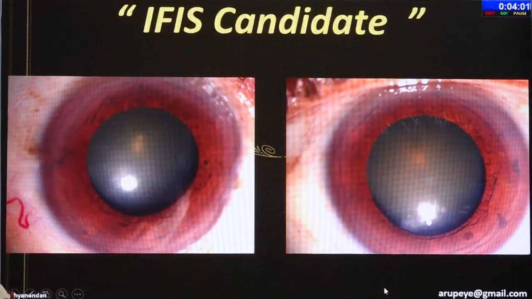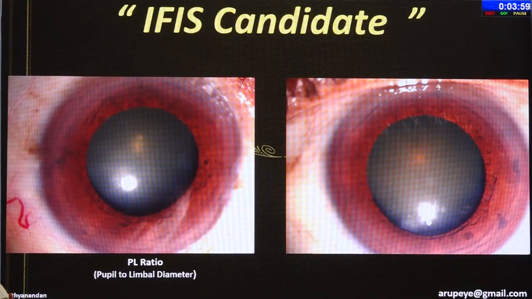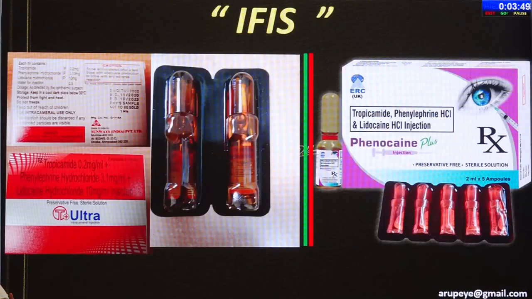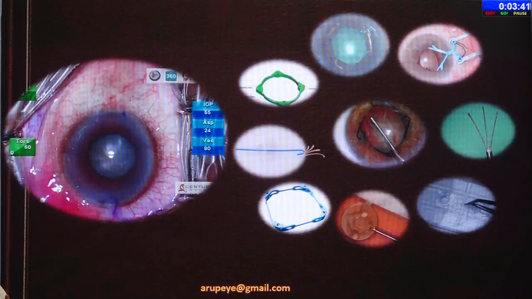Basically, on the surgical table, I just get an estimate of what the pupillary diameter is, what the limbal diameter is, and get the ratio. If the ratio appears to me less than 60%, I treat this patient as an IFIS candidate. So in that case, I would be using Tri-Moxi Ultra or Phenocaine Plus, no financial interest. Both these medications do extremely well for all these potential IFIS candidates.